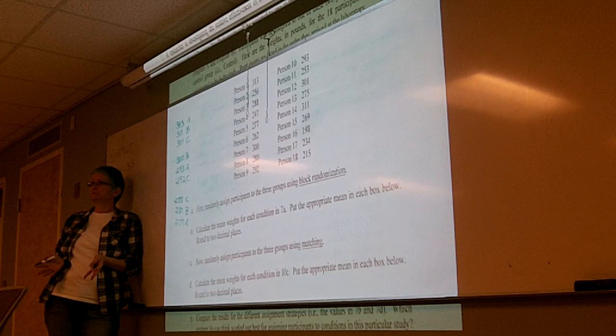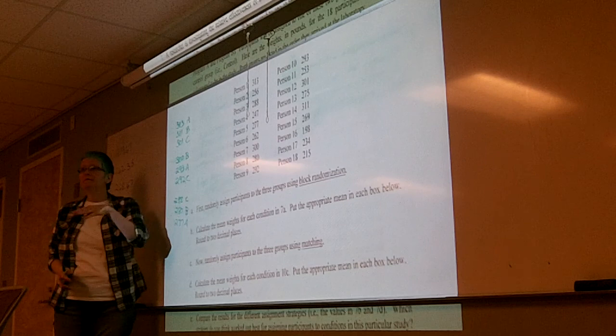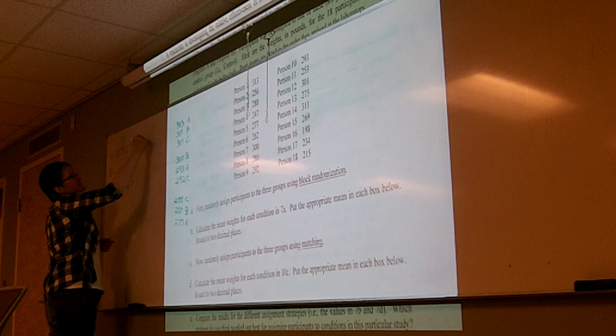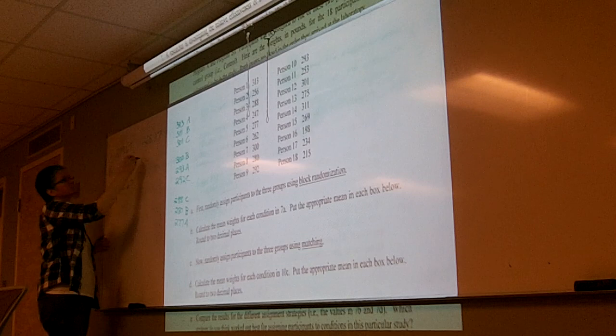All right, now, we can go ahead and do that whole thing, right? Our other orders, we have those from before. Now, you guys did this, right? You already did this one. So what did you get for group A when you did it with this matching strategy? 268.17. Okay, and what did you get for group B? 272.33. And for group C?